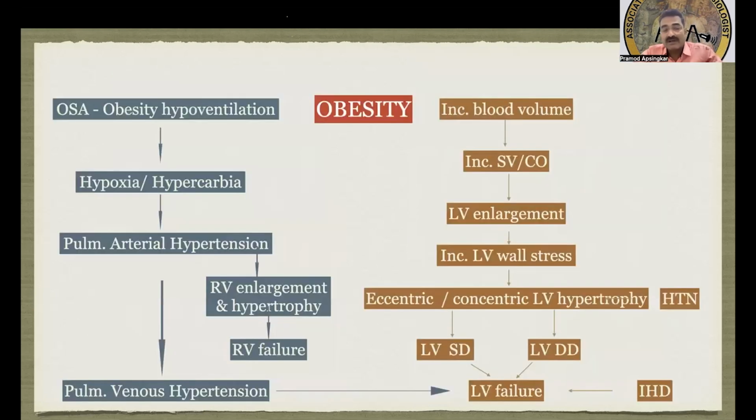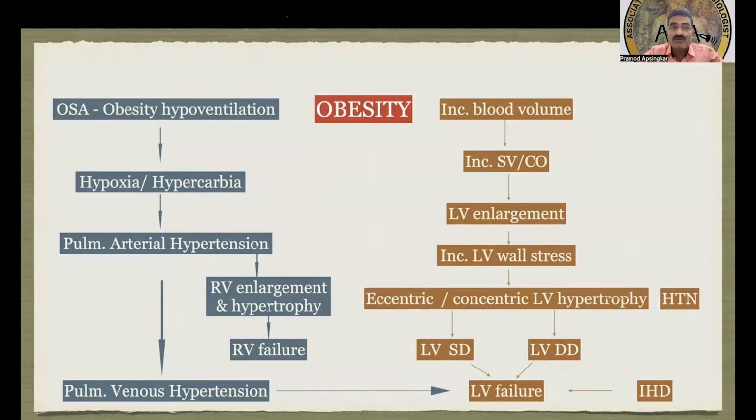Not only this, but the cardiovascular system is also affected. With each 1 kg increase in fat, almost 50 to 70 ml of blood needs to be added to meet the metabolism of that fat. Because of that, there is increased stroke volume and cardiac output. So the left ventricular wall stress increases, and it becomes a left ventricular enlargement.